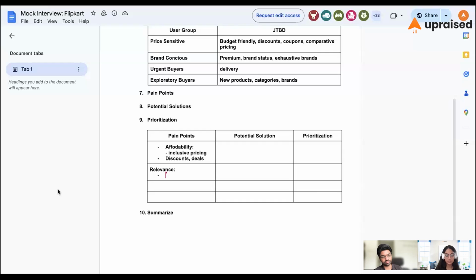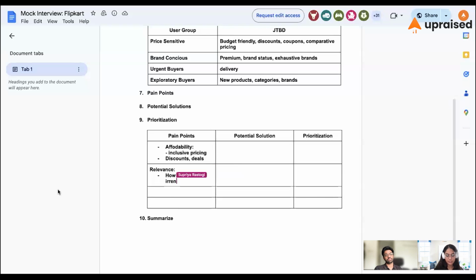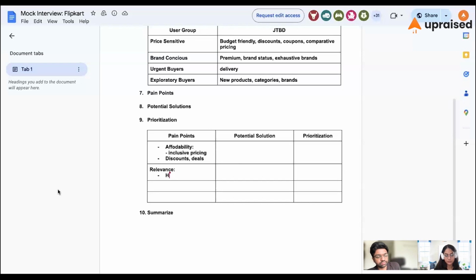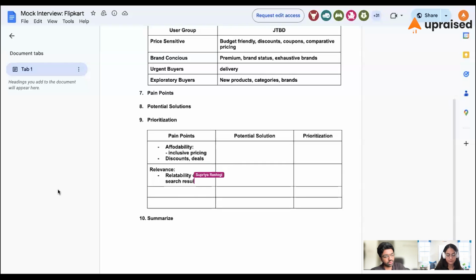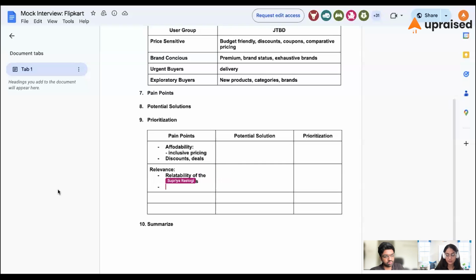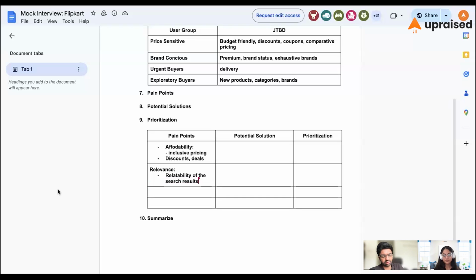So when we talk about relevance, we are talking about the pain points, how relevant or irrelevant the results are. We can talk about how relatable the search results are. Yeah, the relatability of the search results. Okay, relatability. Next, we can proceed to it.